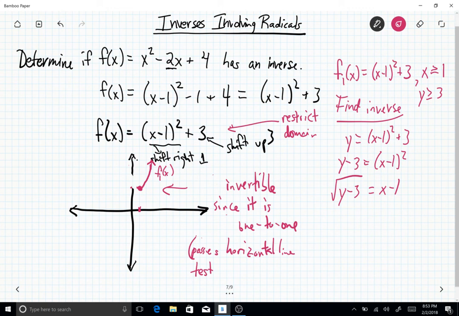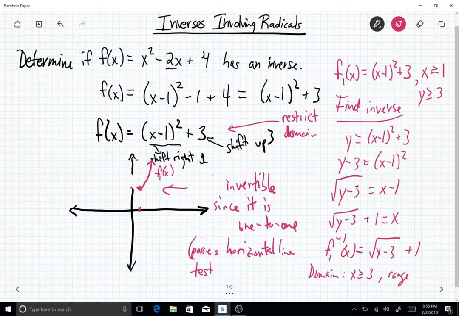So now from here, you'd add 1: square root of y minus 3 plus 1 equals x. And so then we get f1 inverse of x equals the square root of x minus 3 plus 1. And notice the domain of this is x greater than or equal to 3. And the range, right, we can go from 0 to infinity with that. So the range is y greater than or equal to 1. And we're done.